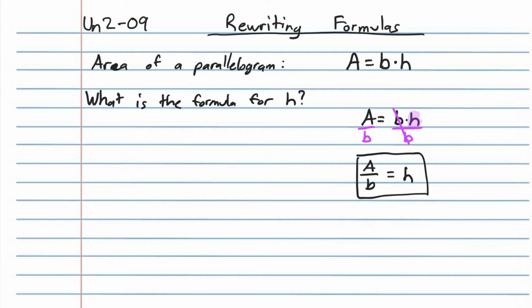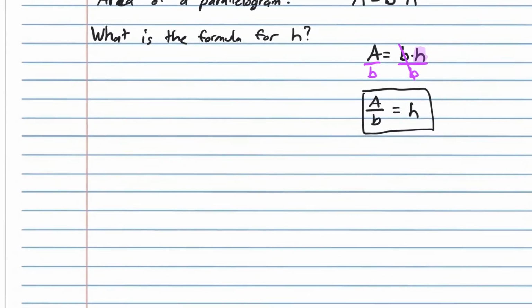So the formula for the height of a parallelogram is its area divided by its base. Okay, so we're just taking a formula and we're going to rearrange it to match what we want, the variable that we want to know about. Now this one was a pretty basic example, pretty easy. Okay, let's try one that's a little bit more challenging.